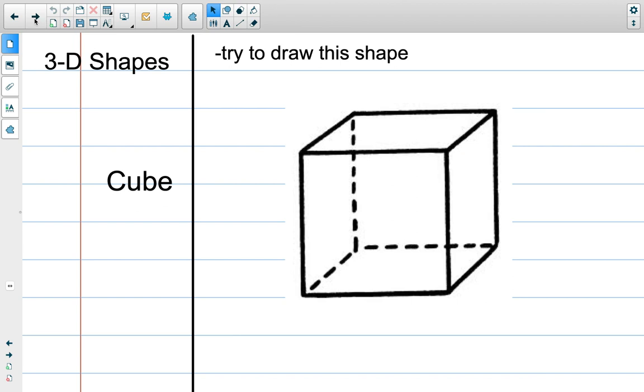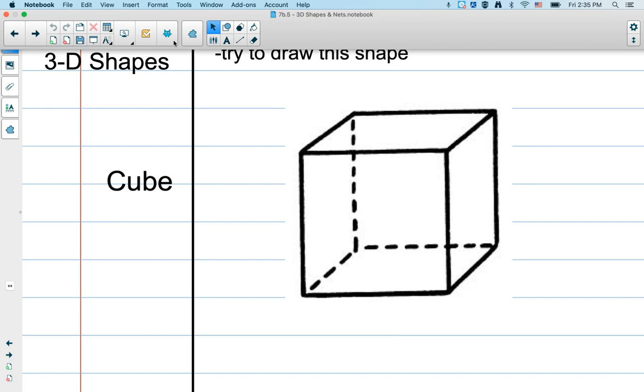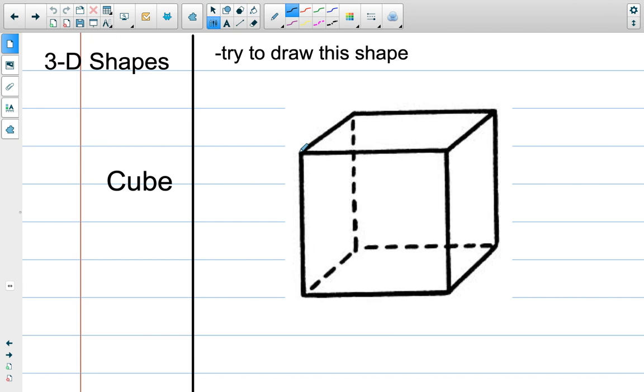So let's try to draw this shape. Now, drawing 3D shapes can be kind of difficult. One way I do it is I make a square. May not be a great square, but it's a square. And then if you make another square, kind of overlapping, like this, then you can connect your edges. That one to that one. Drawing with my mouse is not always the neatest, as you know. And this one to this corner, and this corner to this corner, and voila.